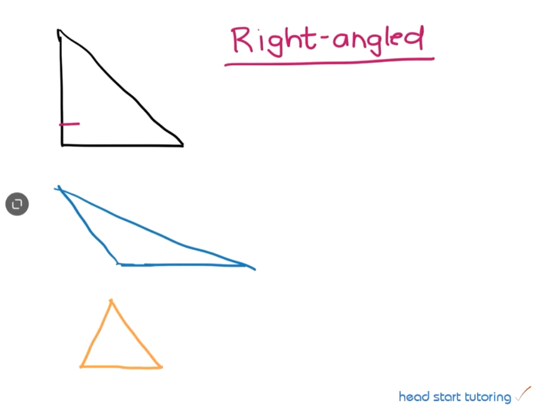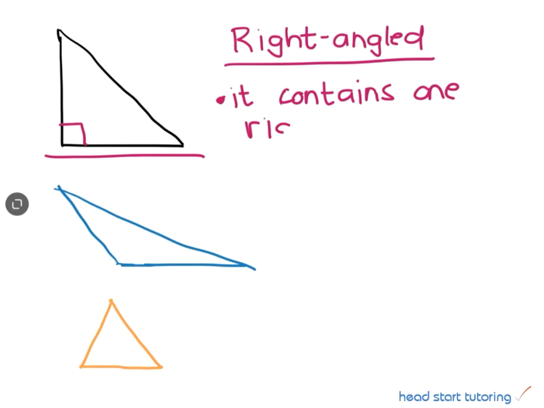Right, this triangle here is a right-angled triangle, and the only thing that makes a right-angled triangle is that it contains one right angle.